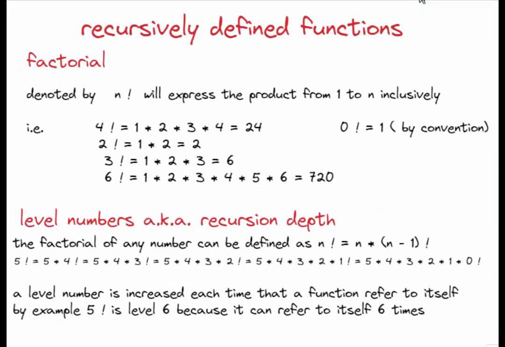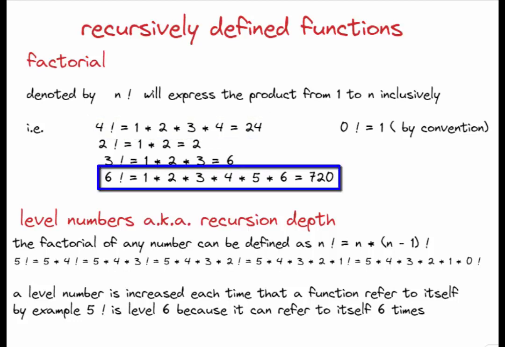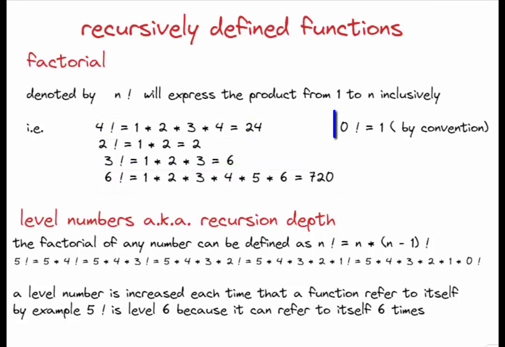Another group of functions are those that implement a practice known as recursion. For example, the factorial of a number is a function that multiplies every number until it reaches the input. This is the factorial of 4 and this is the factorial of 6. By convention, the factorial of 0 is 1.